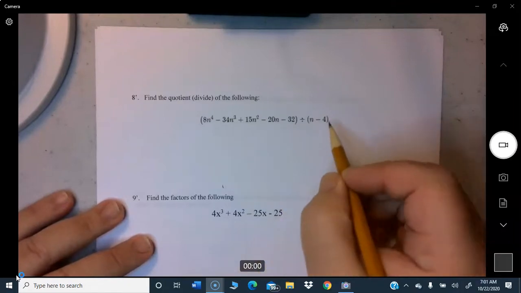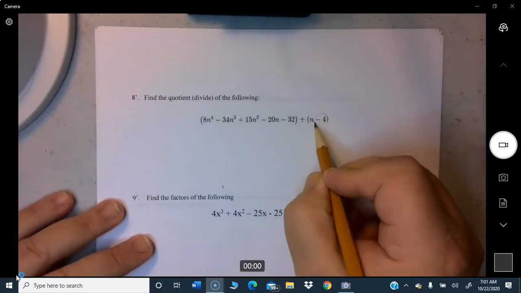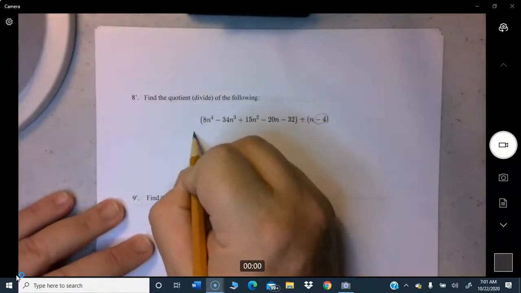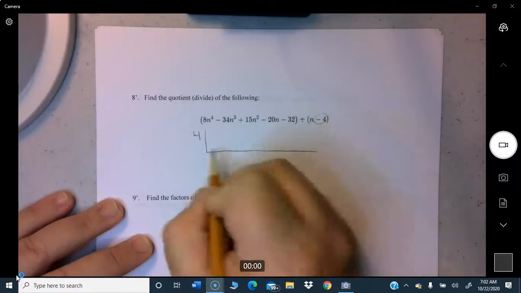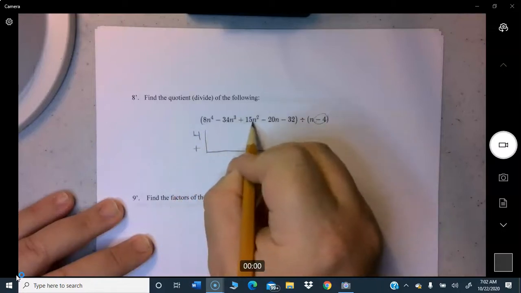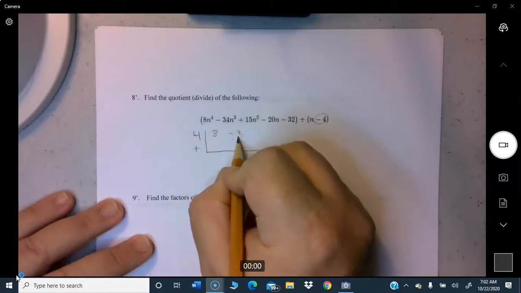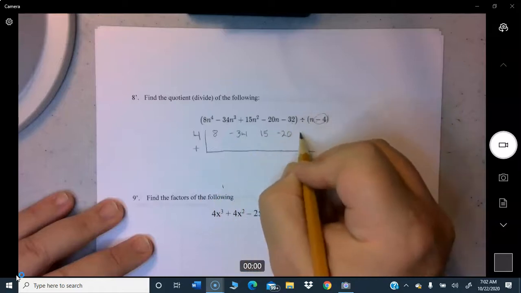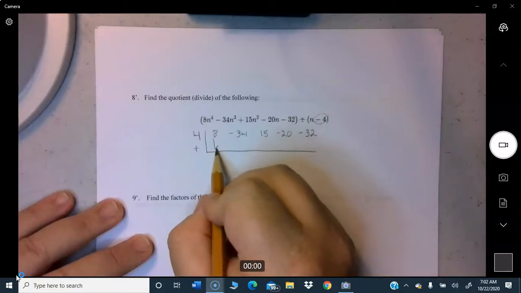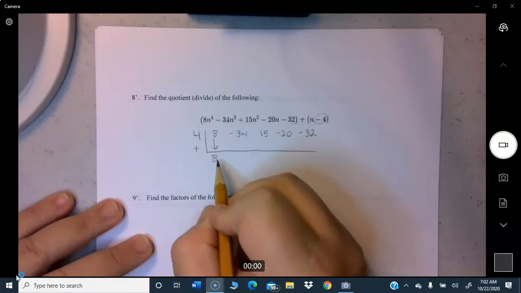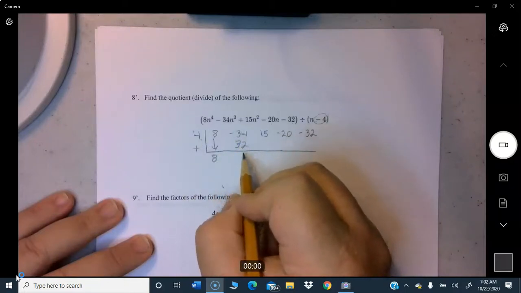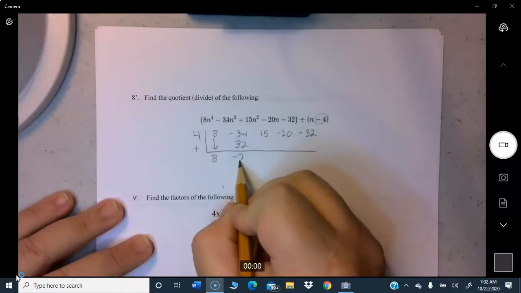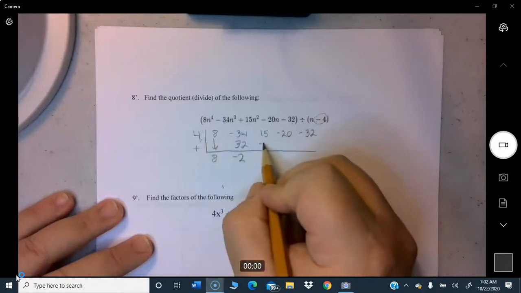So we're going to use synthetic division. You take this last term and you change the sign on it to make it a 4. Copy these in. Bring the first one down. 4 times 8 is 32. Negative 34 plus 32 is negative 2. 4 times negative 2 is negative 8.